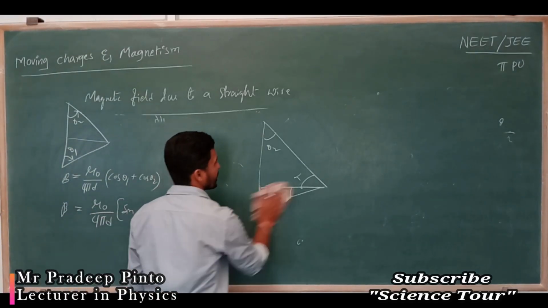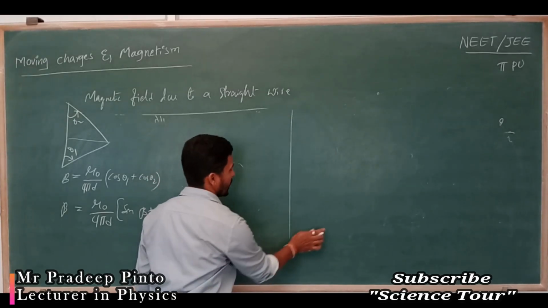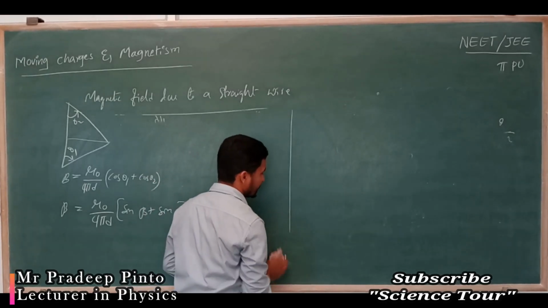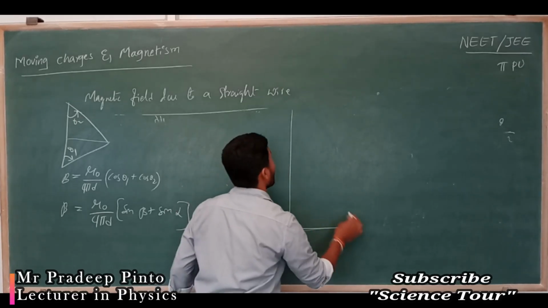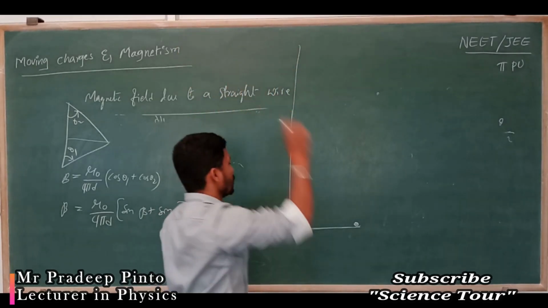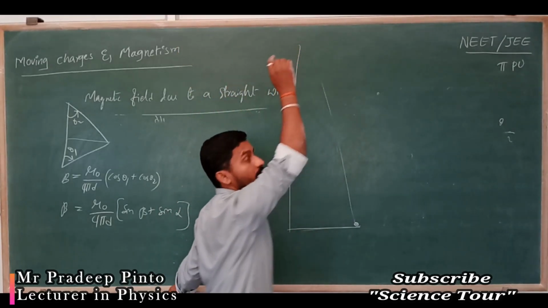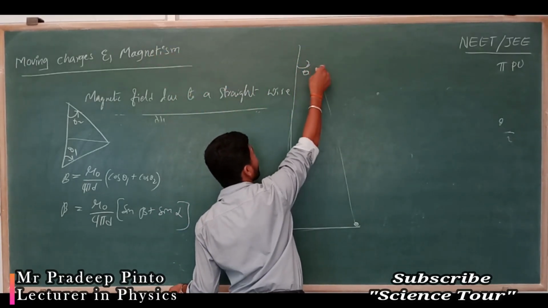Now suppose there are cases, for example, the wire is there and you are taking a point here, and the other end is infinite. Where it is going to reach you don't know. Where the length is infinite, theta 2 becomes 0, right?